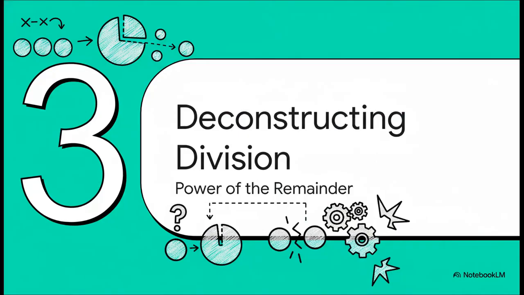So we've seen how we can build numbers up with multiplication, but let's circle back to division and look at what happens when things, well, when they don't break apart perfectly.